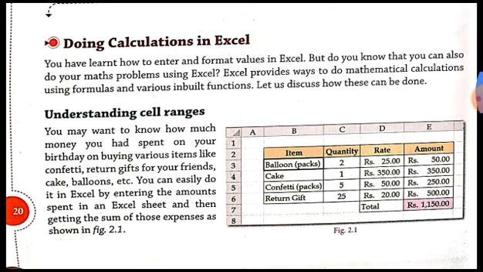First of all, we should understand what a cell range is, and why we use a cell range. We can understand this by using a simple example. Figure 2.1 shows a simple sample sheet. There are four headers: item, quantity, rate, and amount. It shows the amount you spent on your birthday for buying different items like confetti, return gifts for your friends, cakes, balloons, etc. Different expenses are shown in this sheet.